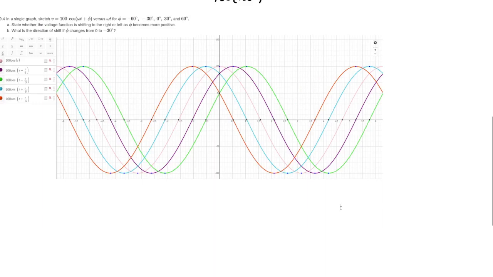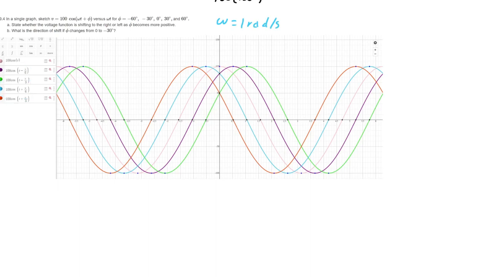In this problem, we have to graph a bunch of sinusoids. They're all based on 100 cosine(omega t plus phi). Now, we're not given an angular frequency omega, so I picked omega equals 1 radian per second, just to make it easier to graph. And I'm not the best at graphing, so I went ahead and plotted these in Symbolab, but you can see kind of what's going on here.